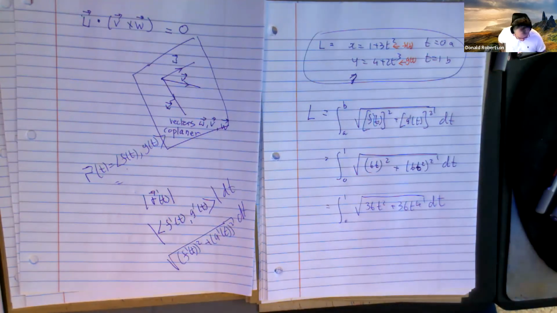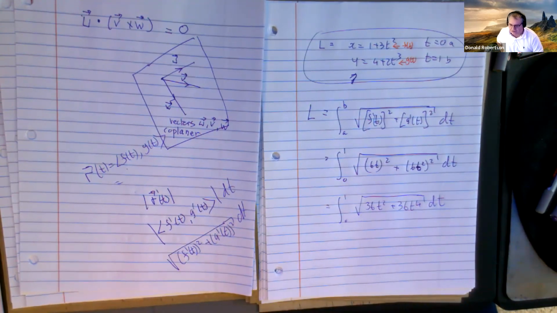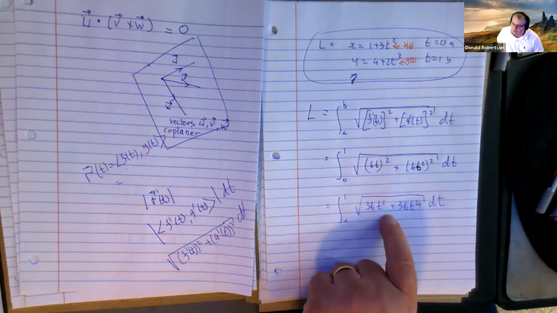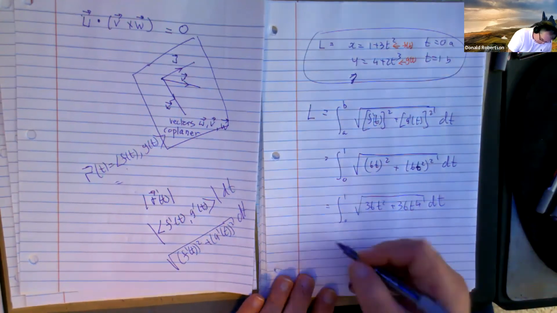And the big mistake is, oh, I'll just take the square root of that plus the square root of that and get, I don't know, 6t plus 6t squared, right? Looks really nice. Wish it was true. It's not. This integral is not as nice, and it's not as obvious right now how to do it.